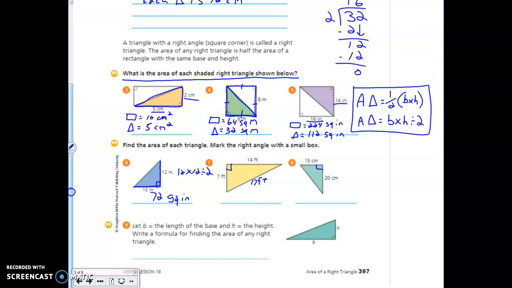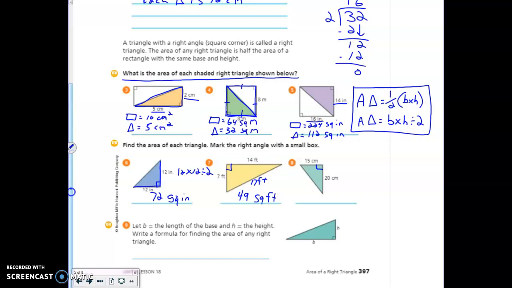So as we look at number 7 here, guys, we are looking at a base of 7 or a base of 14, however you want to look at it, and then a height of the opposite. All right? So as we multiply those and divide it by 2, okay, we end up with an answer of 49 square feet. Remembering to divide by 2. That is the key to this.